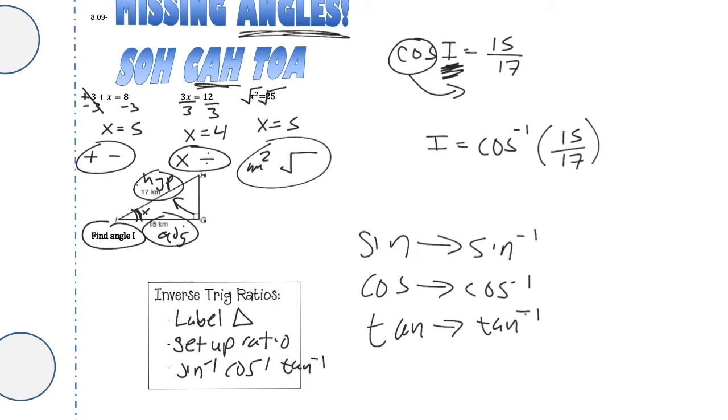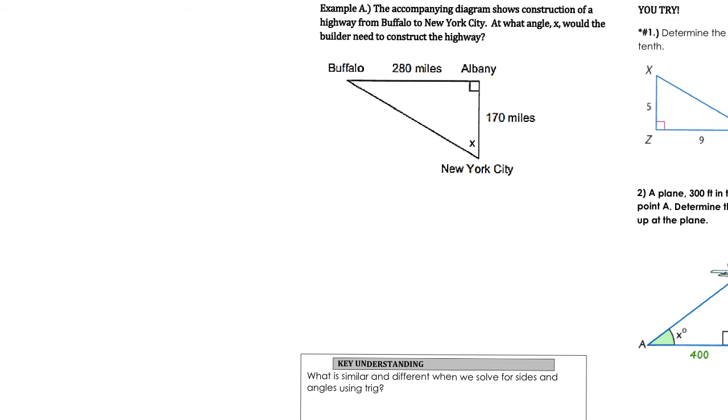I'm going to show you what I mean on an example on the inside left, so turn your page. All right, so for our example, we're going to start by labeling this triangle. So we've got 280 and 170 for the miles. At what angle x would the builder need to construct the highway in between Buffalo, Albany, and New York City? So we're trying to find this angle.